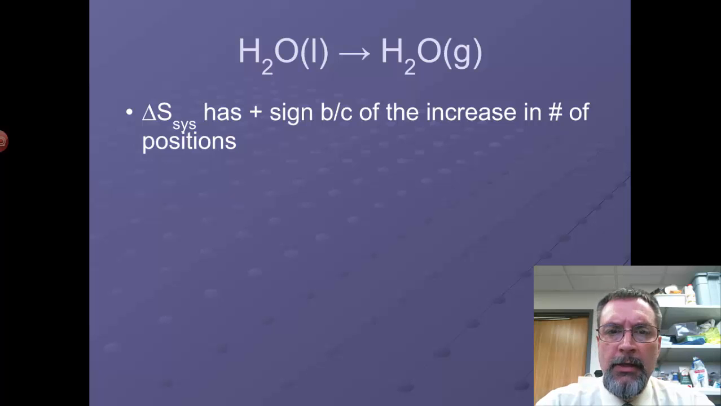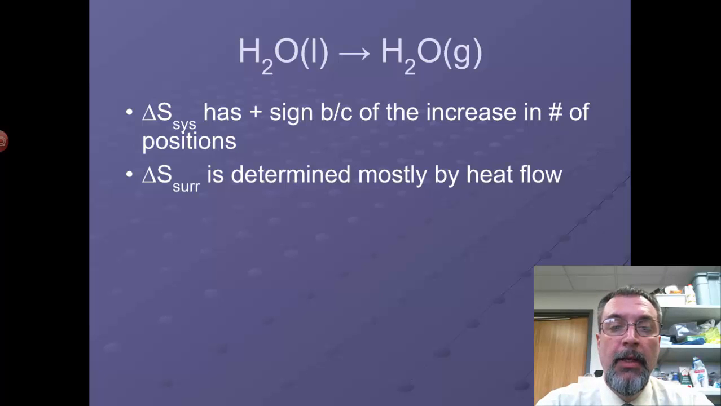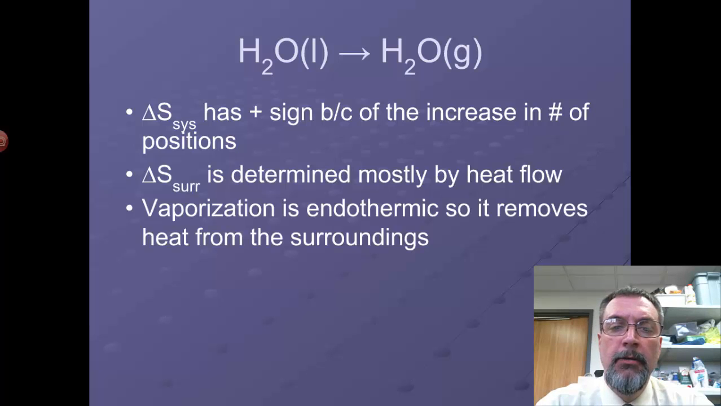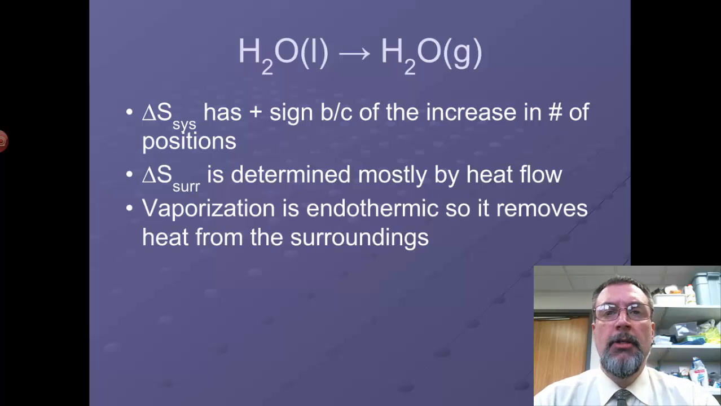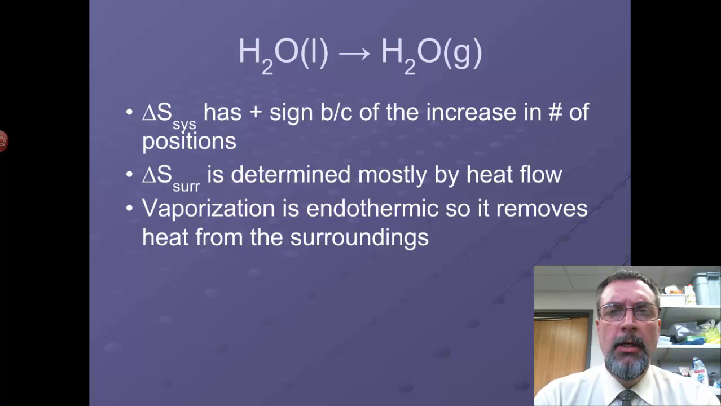So delta S for the system is positive, right? It's becoming more chaotic, an increase in the number of positions for those water molecules to occupy. Now, the change in entropy of the surroundings is going to be determined mostly by whether or not heat is flowing into or out of the system here. Okay, vaporization is endothermic. That means that you have to put heat into the system in order for the vaporization to happen.